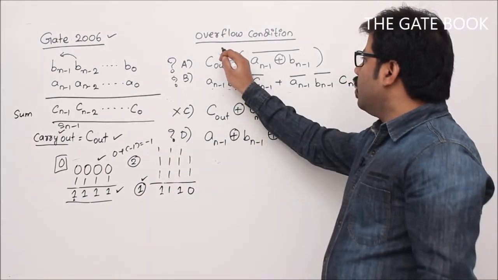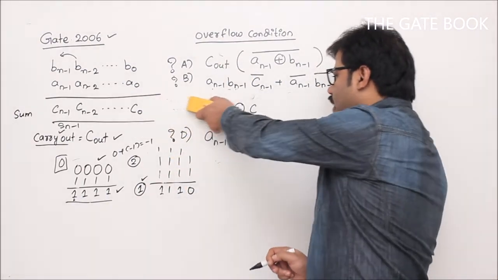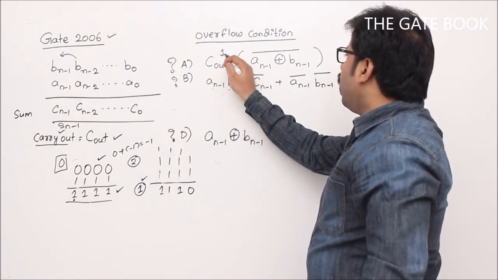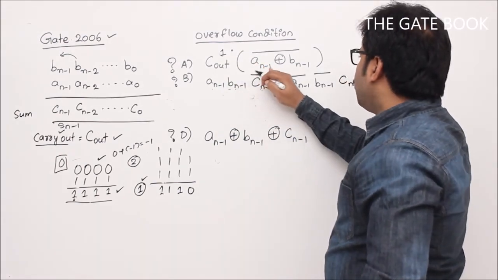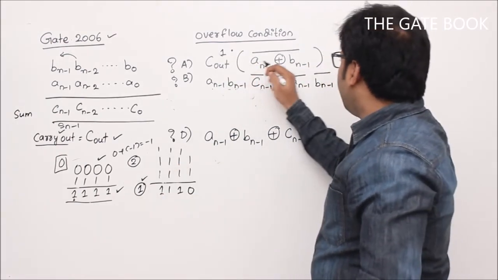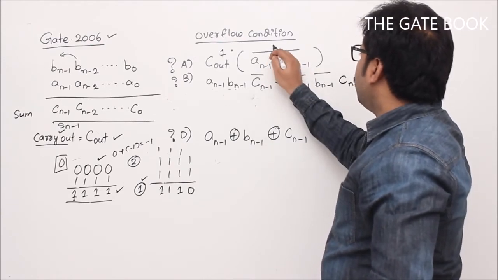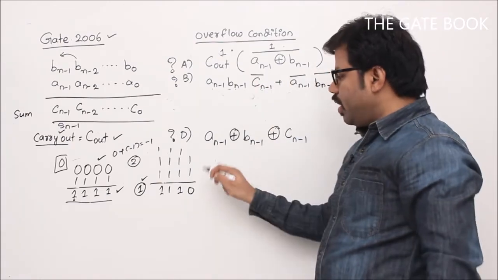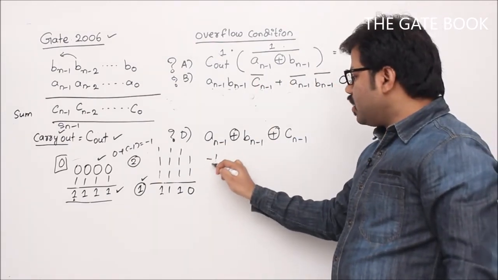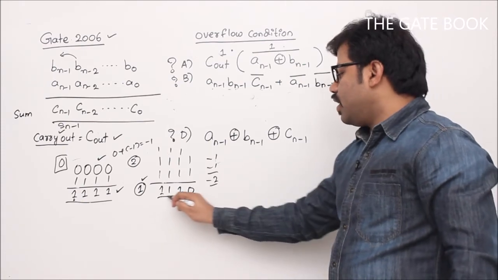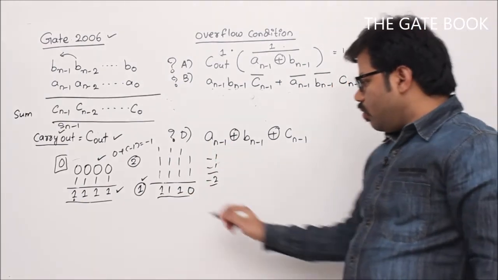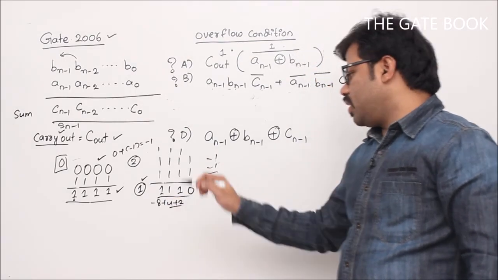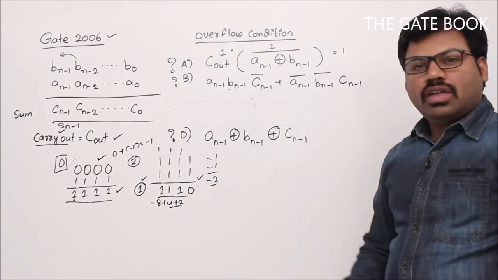Let's apply. C out is 1, so now don't try option C. Option C is already gone, right? Now we have 3 options. C out is 1, 1 into, so An minus 1 XR Bn minus 1, 1 XR 1 is 0, 0 bar is 1. So this entire thing will become 1 dot 1, 1. So it is detecting the overflow, but there is no overflow because minus 1 plus minus 1 is minus 2. So minus 8 plus 4 plus 2, 4 plus 2 is 6, minus 8 plus 6 is minus 2. There is no overflow. Sir, but we got carry out.